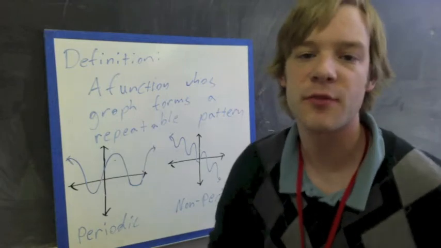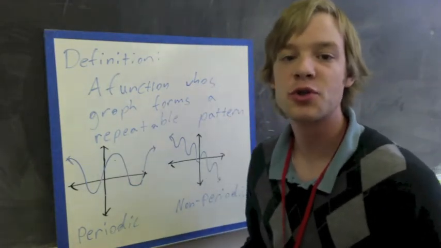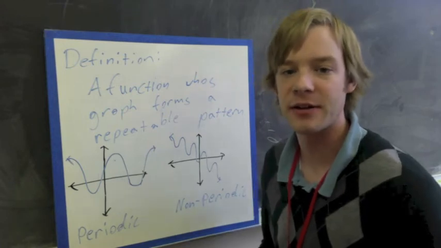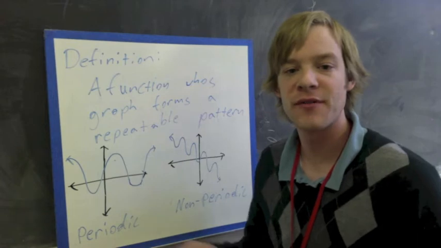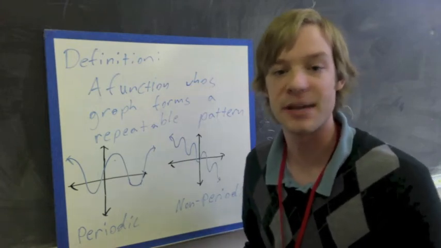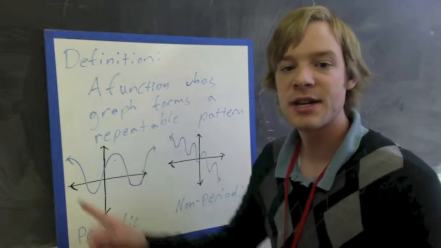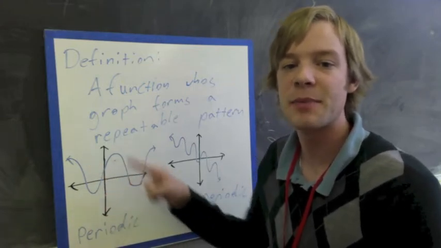Alright, so first off, what is a periodic function? Well, a periodic function is a function whose graph forms a repeatable pattern. It's something that happens over and over, and if you were to graph everything out, it would continue doing this pattern in both directions indefinitely. So for instance, here is an example of a periodic function. You can see it kind of goes down and up and down and up.